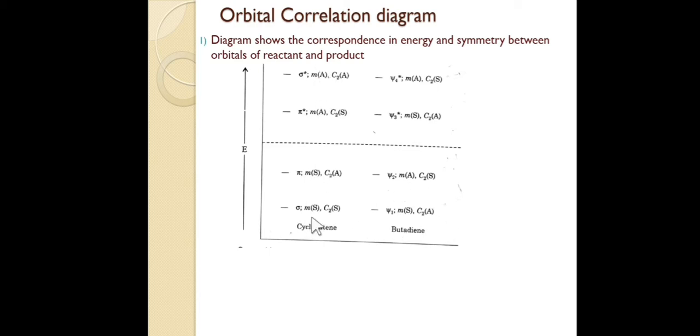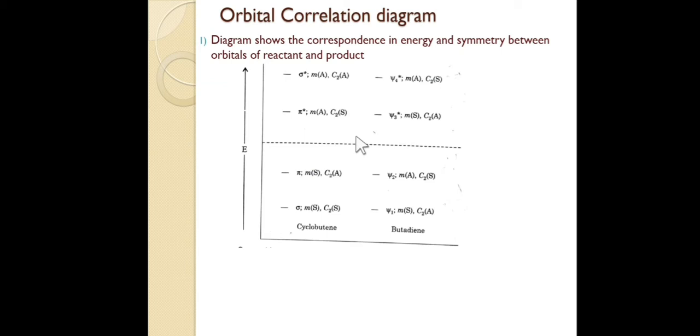So for sigma it is M symmetric and C2 symmetric. For psi 1 it is M symmetric and C2 asymmetric. This is how we are going to classify all these molecular orbitals according to their symmetry element.